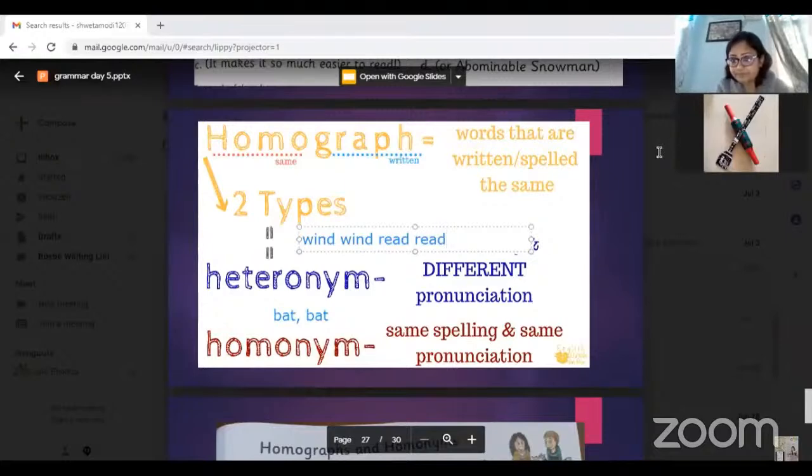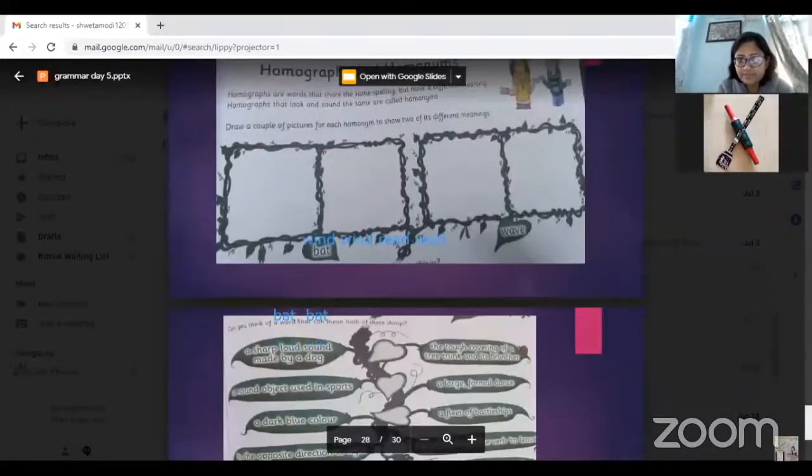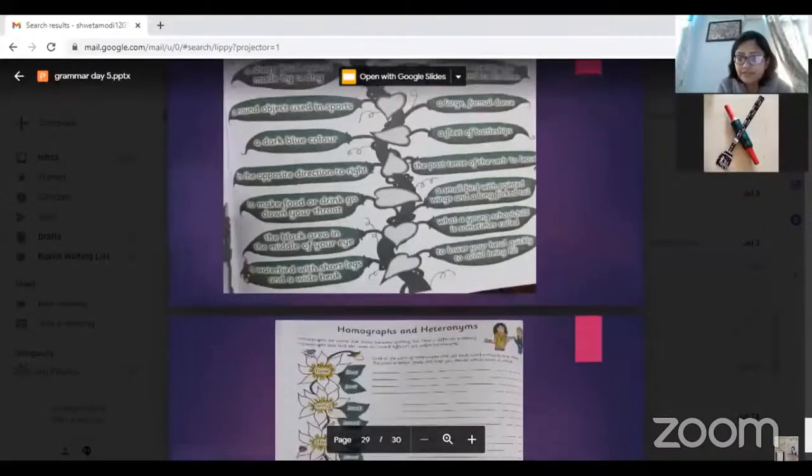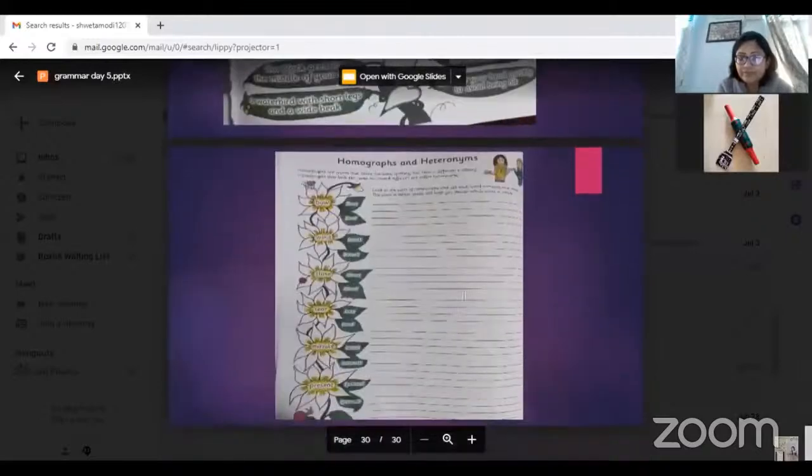Okay. Now, so these are the examples. Please mute yourself. Bat and bat, wave and wave. So that is homonym. Same spelling, same pronunciation. This is the activity which is there in the grammar book. Okay. So with this we finish our grammar 5.